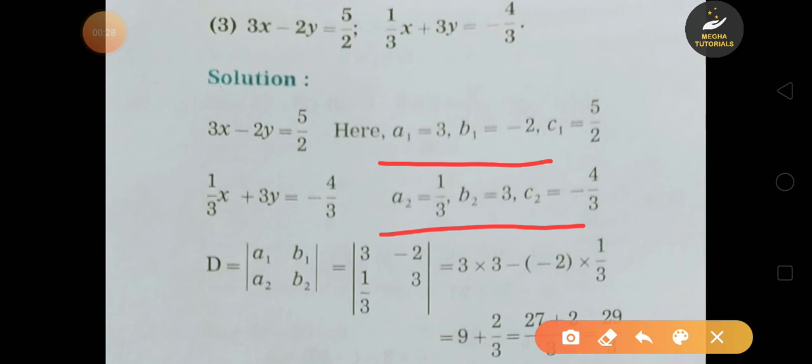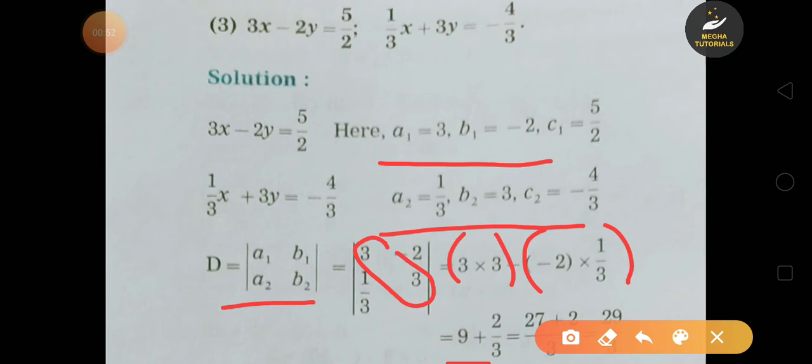Then d is equal to a1 a2 b1 b2. So we are putting the values, that is 3, 1 upon 3, minus 2, 3. We have to start from 3 into 3. So in one bracket 3 into 3 minus 2 into 1 upon 3. So 3 threes are 9, and minus into minus 2 upon 3 is plus 2 upon 3.